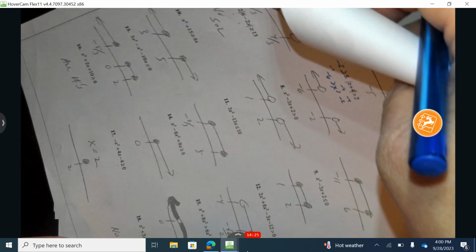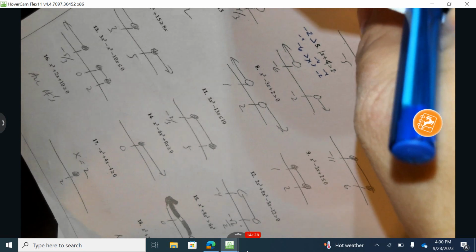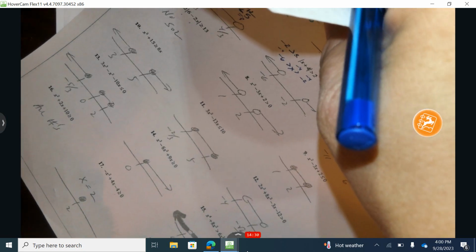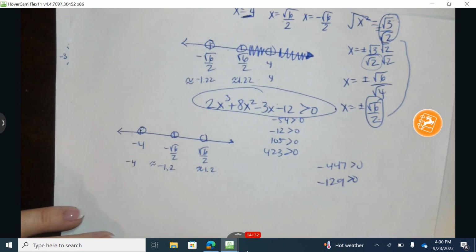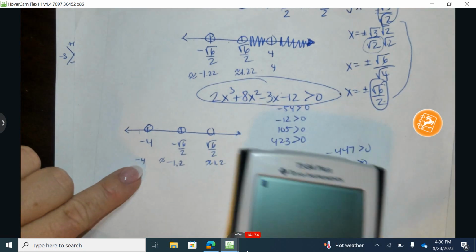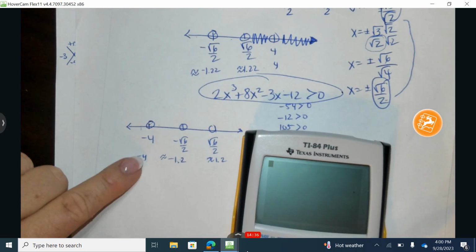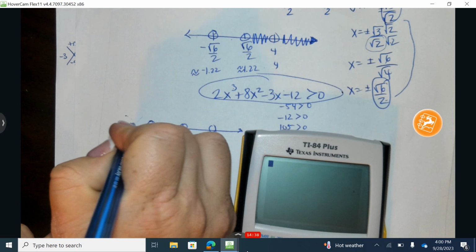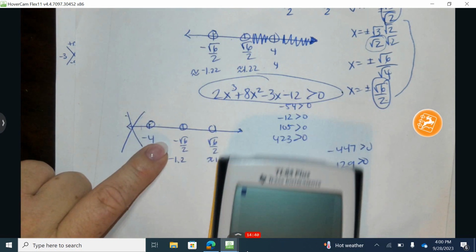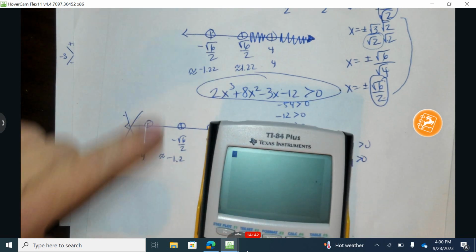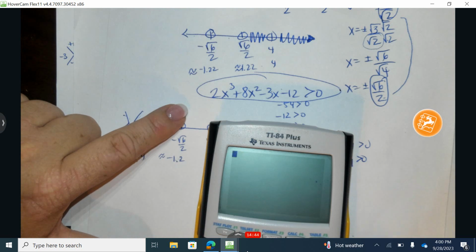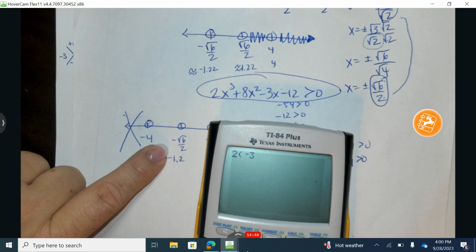Now I'm going to make sure I'm not making a mistake here. I know this does not work out, so I'm going to put an X. I'm going to go through this slower. I'm not going back to record this. We're going to figure this out.